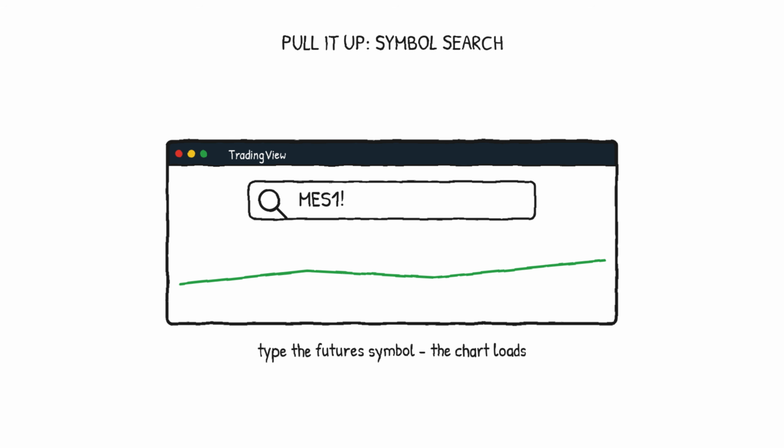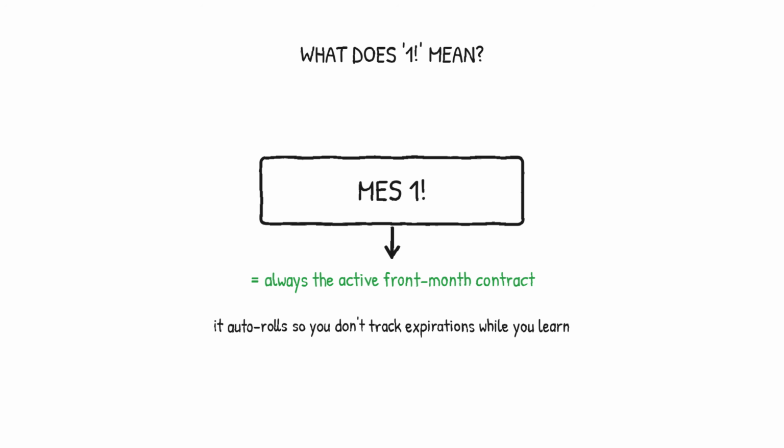Now, let's get on TradingView. We're going to open up TradingView and hit the symbol search at the top. You want to type the futures symbol. On many setups, the micro S&P shows up as MES1!. That exclamation point just means the current active contract. Quick note, futures contracts expire and roll to new ones. That one exclamation point symbol automatically follows the active front month contract, so you don't have to track expirations manually while you learn. One less thing to worry about.